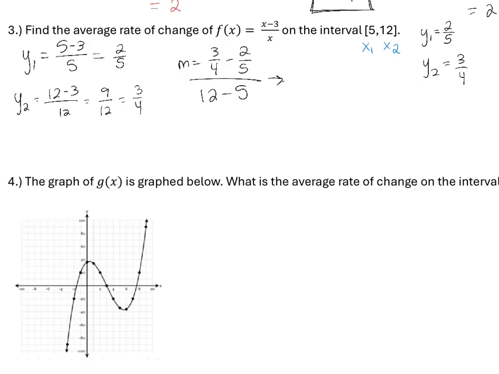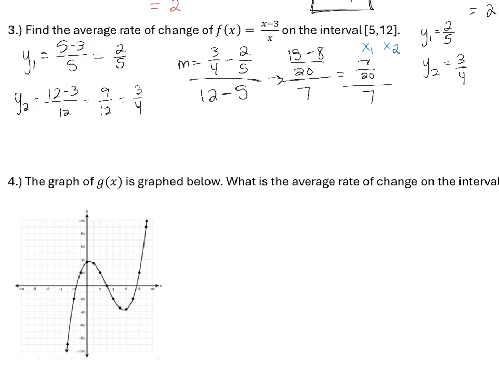So in order to do that subtraction on the top, we need to get a common denominator, which would be 20, right? So 4 times 5 is 20, 3 times 5 is 15. Minus 5 times 4 is 20, 2 times 4 is 8. So 15 minus 8, we get 7 over 20, over 7.